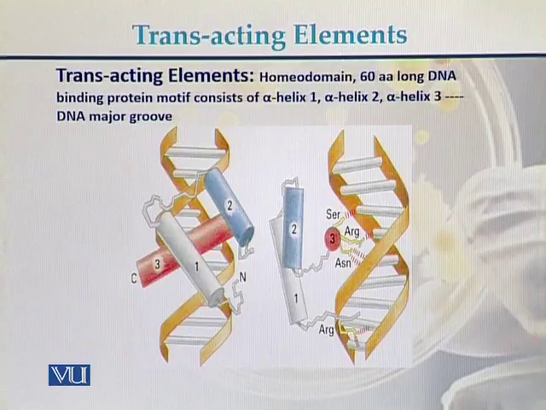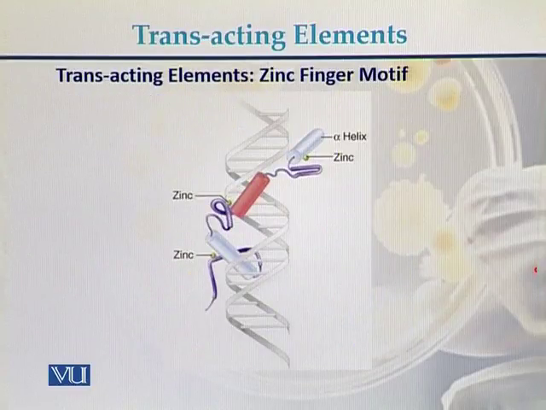Another type of trans-acting element is the homeodomain. That is a 60 amino acid long DNA binding motif consisting of alpha helix 1, alpha helix 2, and alpha helix 3. Here we can see alpha helix 1, alpha helix 2, and alpha helix 3 that bind to the DNA to control the gene expression. Another type is the zinc finger motif. Here is the zinc finger motif that binds with the DNA to control the gene expression. Here is the zinc. So this type of trans-acting element is called the zinc finger motif.